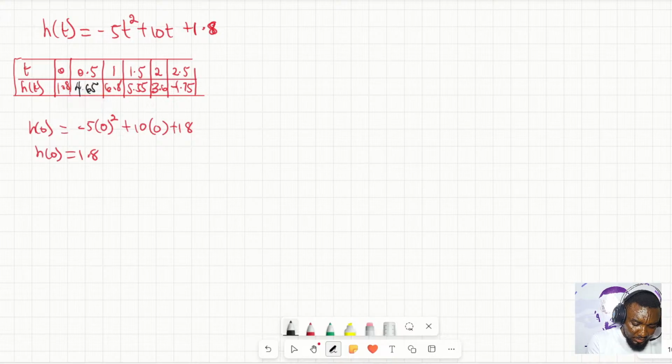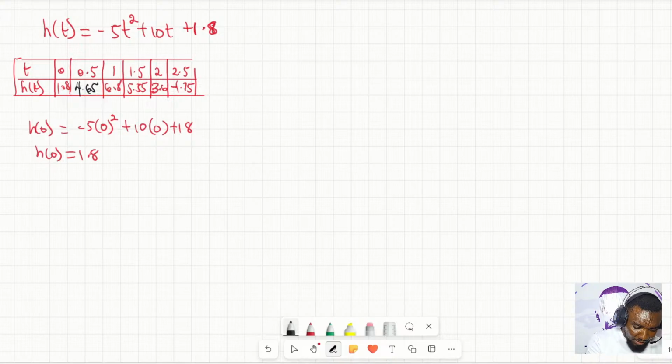Now let's check the next one. Our second one should be 4.65, and then the 1.5 is 21.75. Really? The 0.5 is 5.5. Okay, so negative 5 multiplying 0.5 all squared, plus 10 multiplying 0.5, and then plus 1.8 multiplying 0.5. So that gives us 4.65. Okay, so that should give us 4.65.